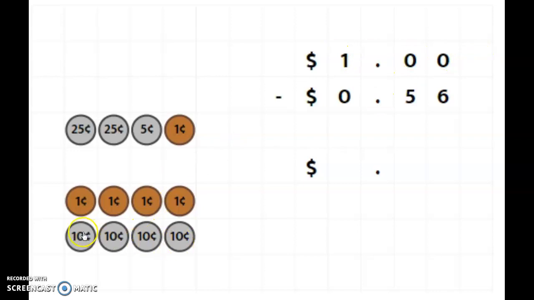I would count how much change I would be receiving back. So 10, 20, 30, 40, 41, 42, 43, 44 cents in change.